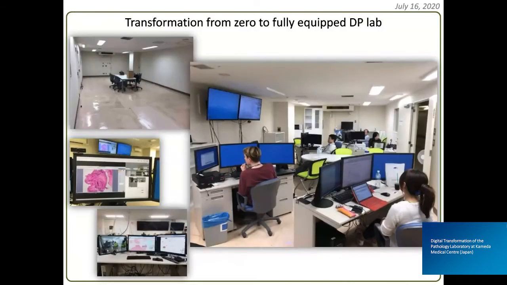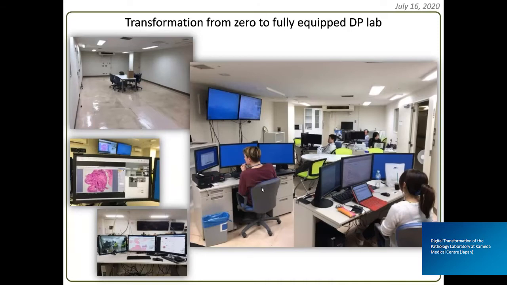This is just a set of pictures to show that in many locations, we literally went from zero to a fully established digital pathology lab. And once again, I'm putting the accent on the word digital, because in this huge office, we have no microscope here, as you can see.